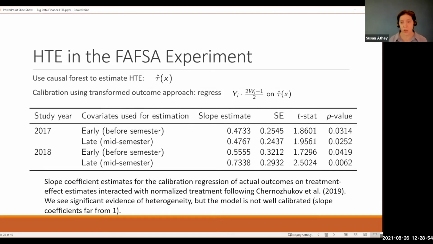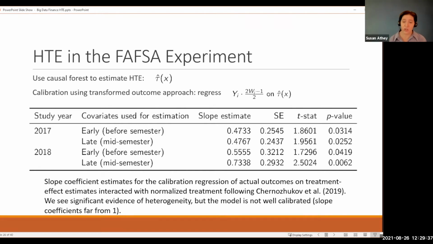So we then use the causal forest to estimate heterogeneous treatment effects. And the first thing we do is try to see whether our model is well calibrated. And I mentioned before, one way to do that is to construct these scores and use them as a left-hand side variable and see whether the actual treatment effect is well explained by our estimated treatment effect. And so these slope estimates here, each of these rows are different regressions of the actual on the estimated. And we would want them to be 1. We would like it to be the case that the estimated treatment effects well predict the actual treatment effects.